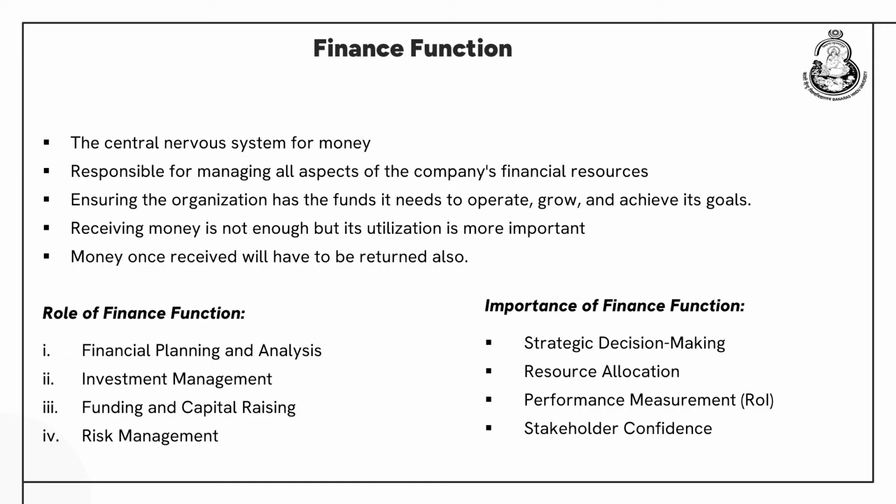Funding and capital raising. What are the sources available to the company? Because different sources have different costs. Let's say the company wants to raise money using debt. It will be a cheaper source of fund. Let's say a company wants to raise money using preference shares. It will be slightly expensive as compared to debt. Let's say a company wants to raise money using equity shares. It will be more expensive. So funding and capital raising.